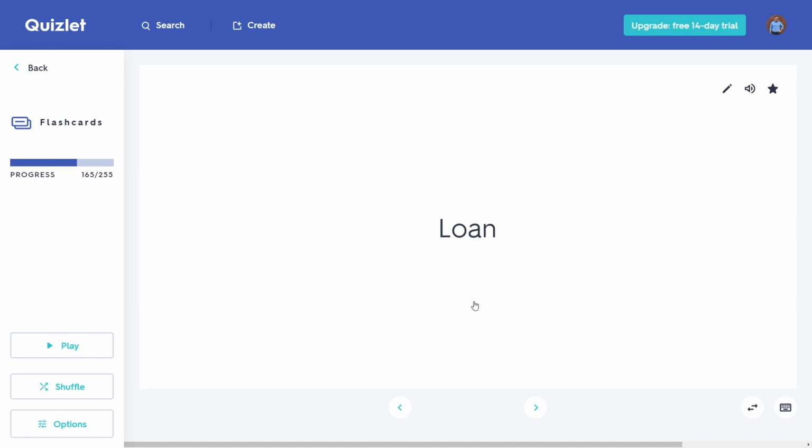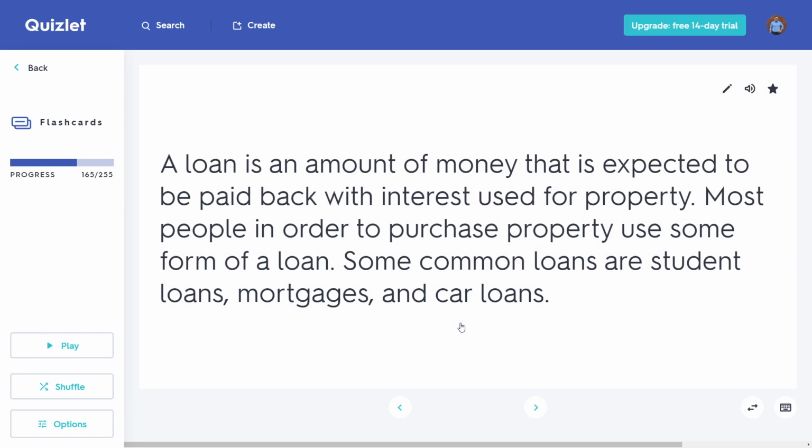All right, so loan is our next term. This one's a pretty easy one. Okay, so obviously, hopefully, you guys are familiar with loans by now if you've been following along. Plus, maybe you have experience with loans. But a loan is just an amount of money that is expected to be paid back with interest, used for property. And obviously, in our case, real estate, that's what we're talking about. So most people, in order to purchase property, use some form of loan. Some common loans are student loans, mortgages, and car loans, things like that.